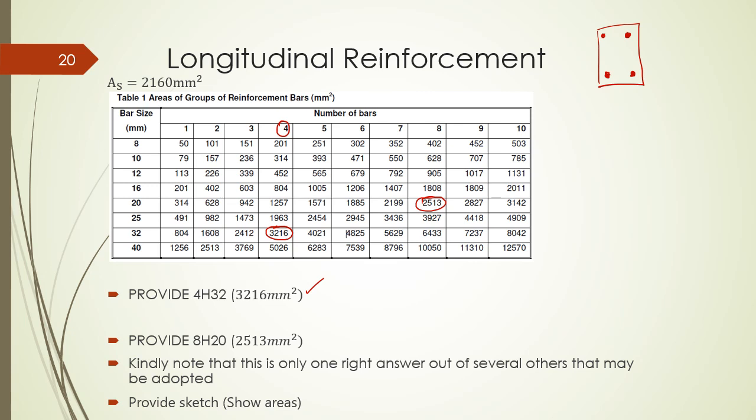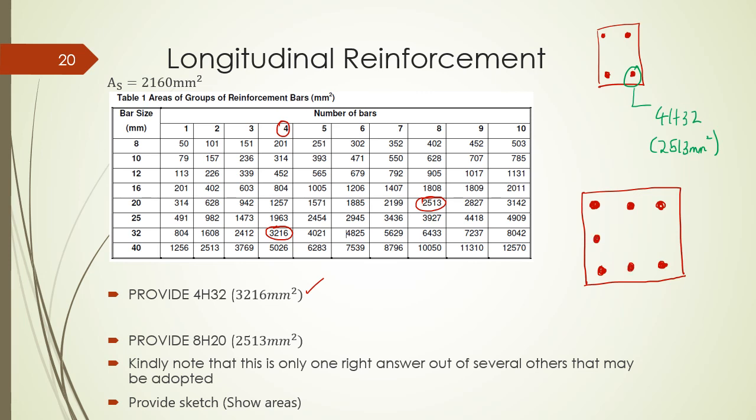So in our case, if we had 4H32, I'll have 4 bars, and that will give us 3216 millimeters squared. Or if you went ahead and selected 8H20, you will have 1, 2, 3, 4, 5, 6, 7, 8 bars. Now this 8H20 gives us 2513 millimeters squared. Of course, you choose one of these, so let's go with the first one here for the next step.